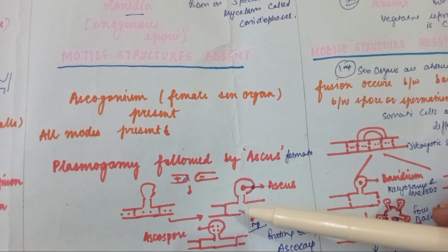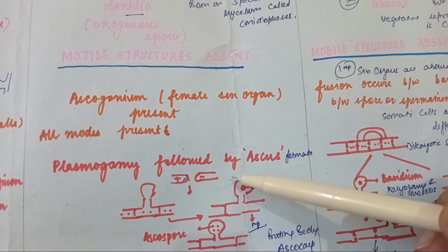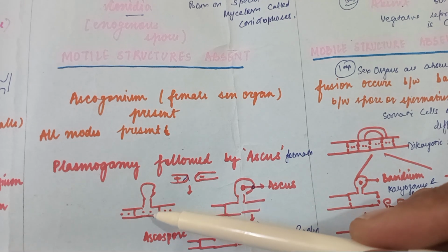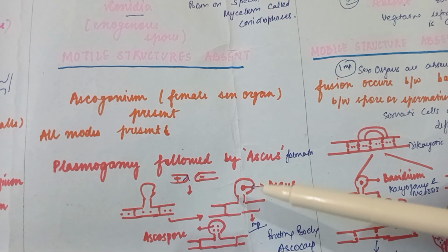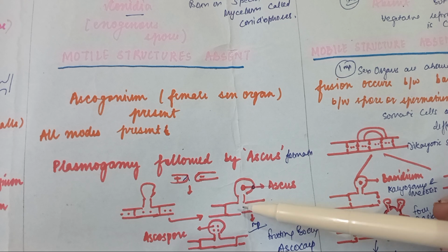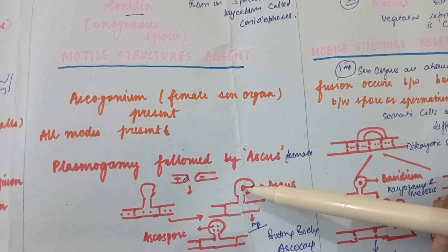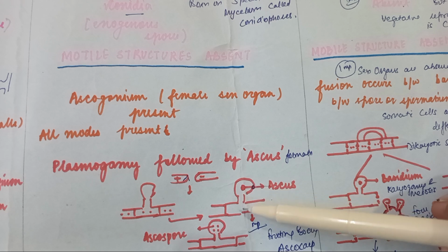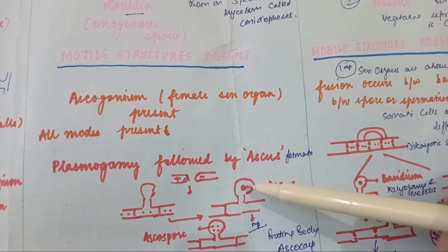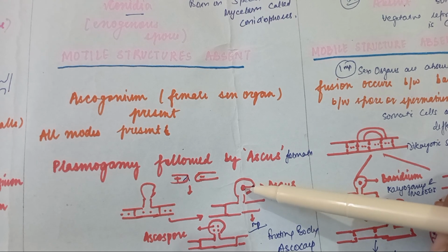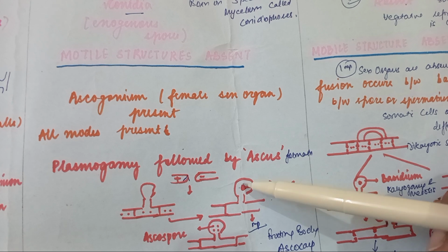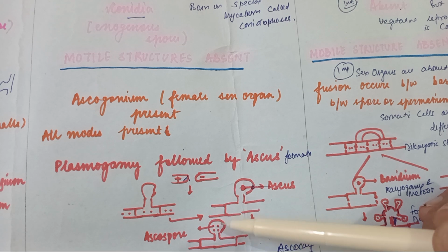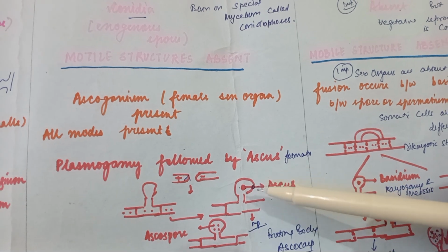This is followed by the making of an ascus. These two nuclei will fuse, which is karyogamy, and this karyogamy takes place within this ascus. After that, the nucleus of the zygote will undergo meiosis to make the four ascospores. These ascospores are in the ascus.